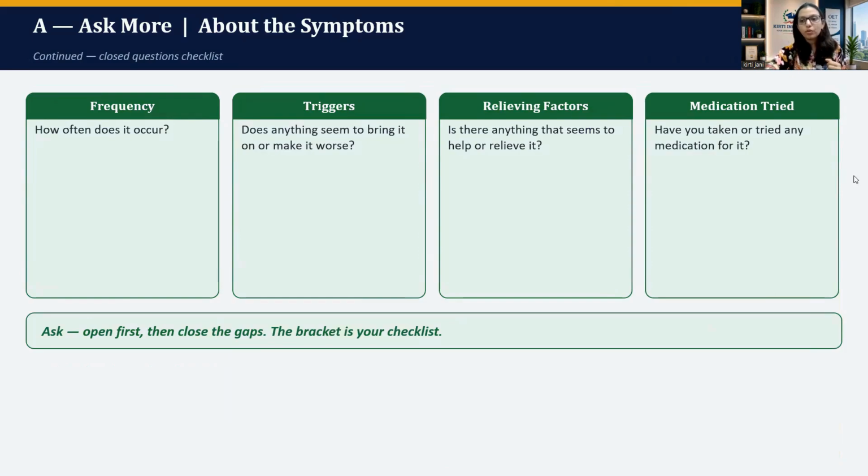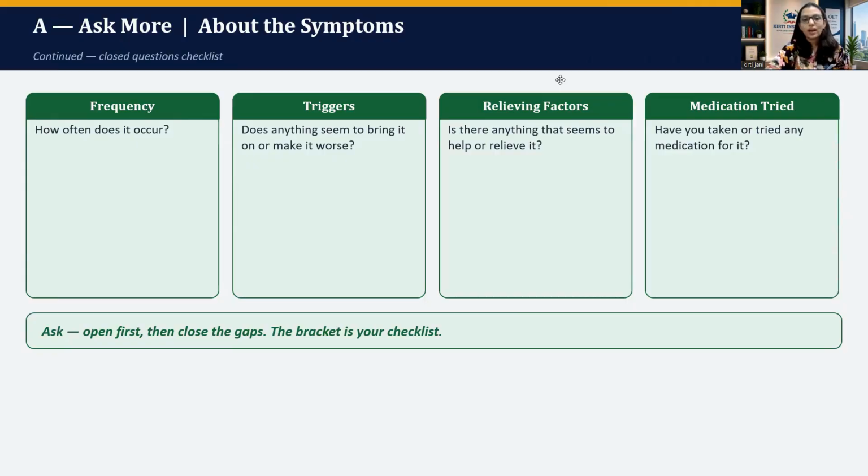The next question is about frequency. And you may ask, how often does it occur? Repeat behind me. How often does it occur? Fantastic. Let's see triggers. Does anything seem to bring it on or make it worse? And you are writing down the answers, whatever the patient gives. Then relieving factors. Is there anything that seems to help or relieve it?